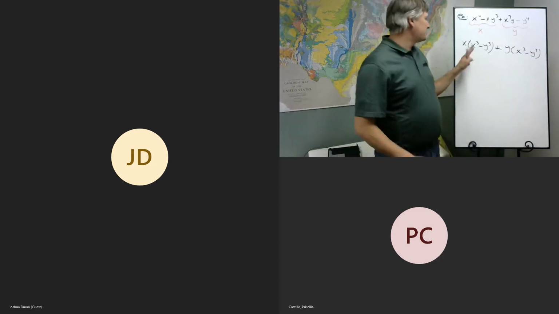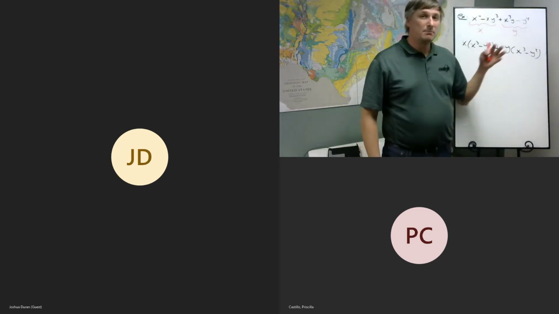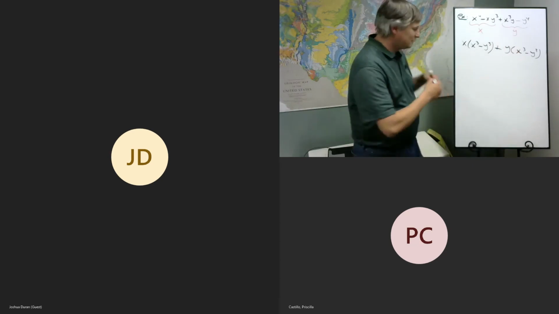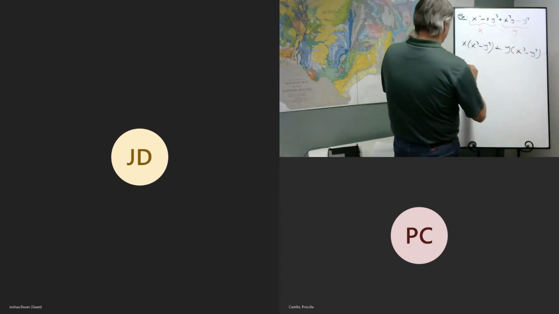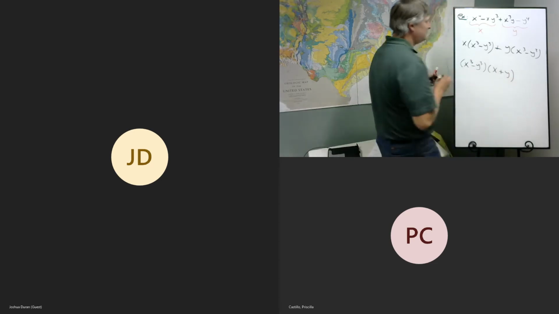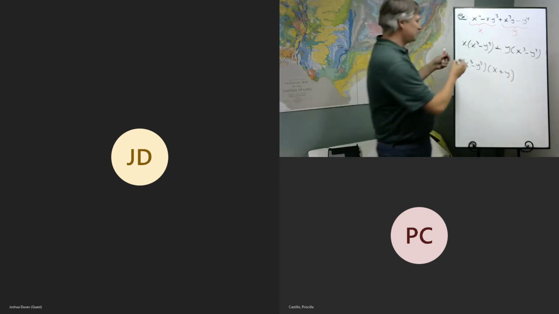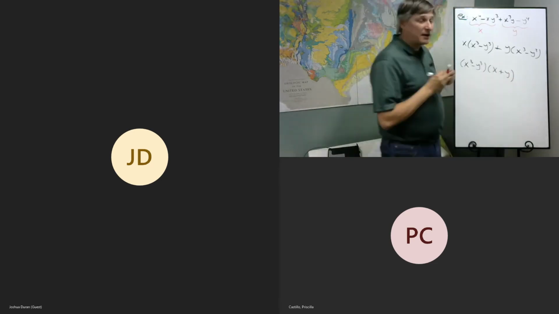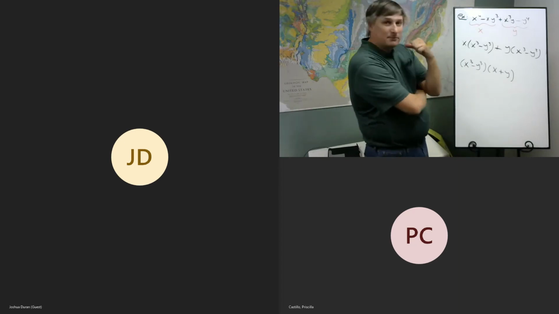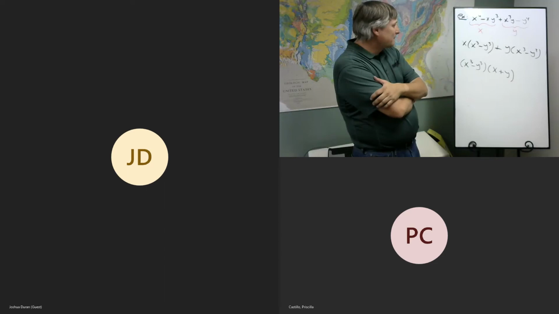And so now we've got the same thing in both groups. So we'll factor this out, x cubed minus y cubed, x plus y. And so it looks like we've got our answer. Very tempting to say that we do, but we're not quite done yet.